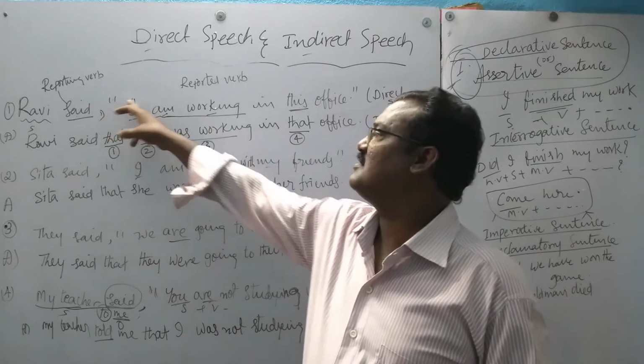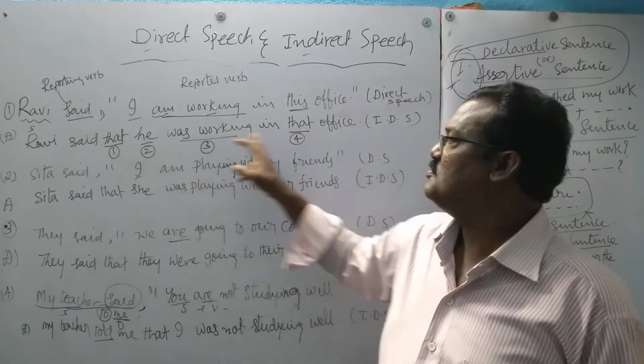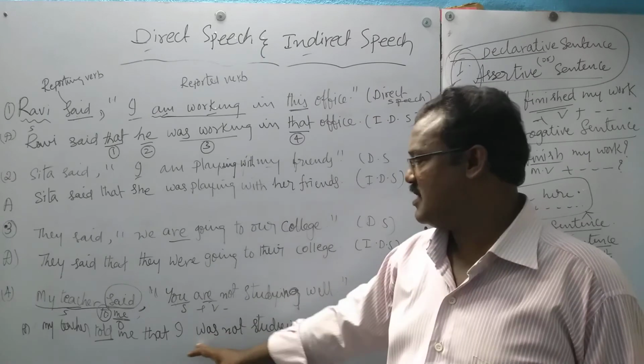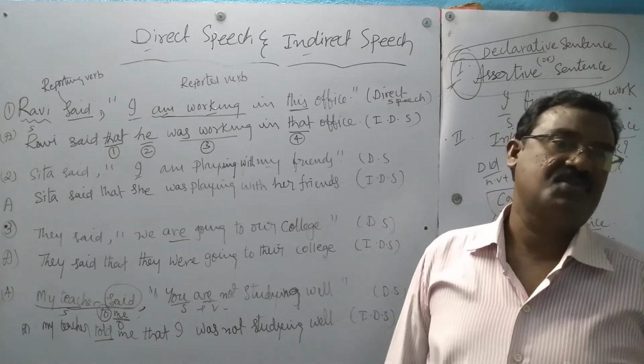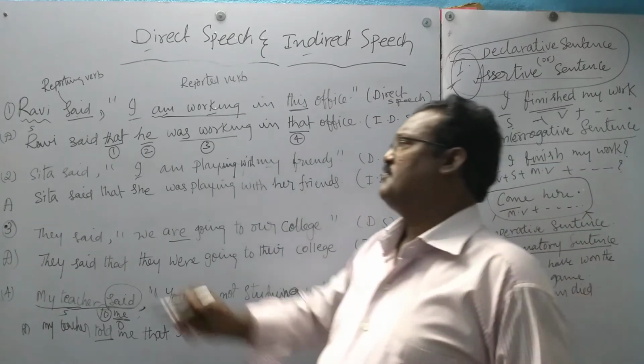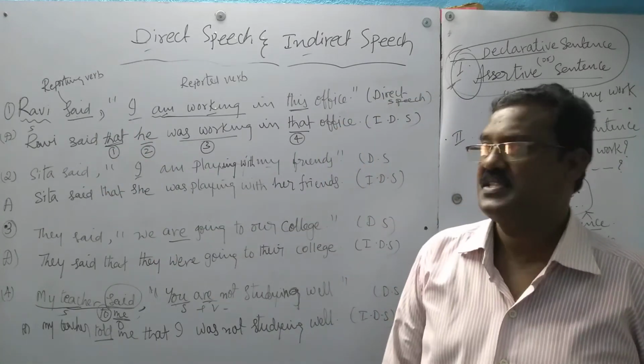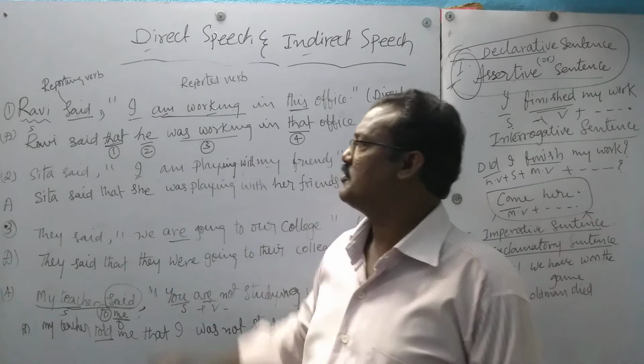In direct speech, inverted commas are there. In indirect speech, no inverted commas. See here, in indirect speech, there are no inverted commas, and simply at the end of the sentence, a full stop. So first of all, we have to remove the commas and inverted commas. We have to take an appropriate conjunction. We have to take an assertive sentence.